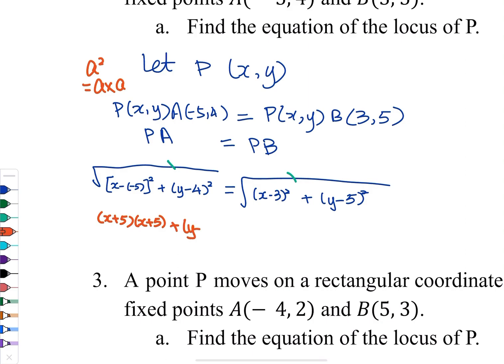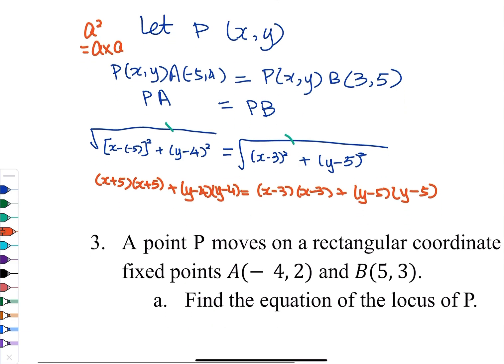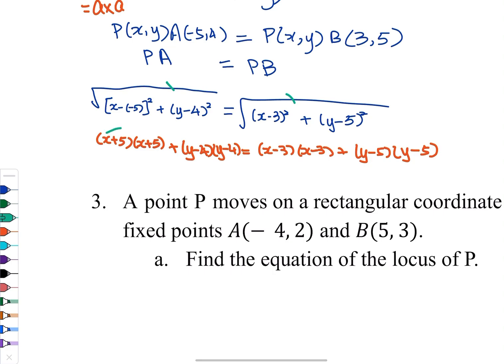And then (y minus 4)(y minus 4) equals (x minus 3)(x minus 3) plus (y minus 5)(y minus 5). I already skipped a few steps. You can also do that, of course. And then open up the brackets. x times x, x squared, 5x, and then 5 times x, and then 5 times 5. Continue, be a little quicker. So y squared minus 4y minus 4y plus 16.